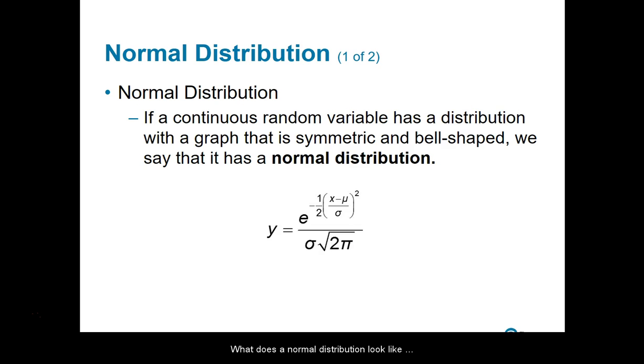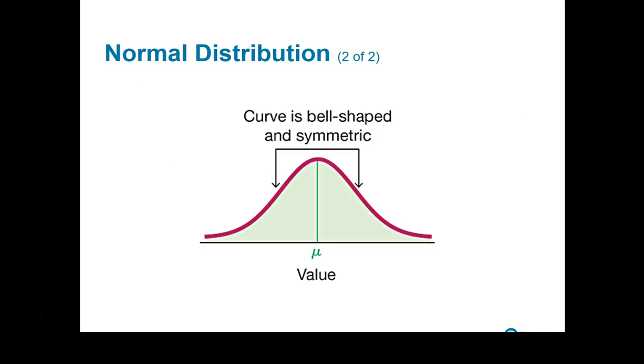Alright, what does a normal distribution look like algebraically? It looks like this equation. Y is equal to e to the negative 1/2 times the quantity x minus mu over sigma, squared, divided by sigma square root of 2 pi. Now, it's better just to remember that it's going to be symmetric and it's going to be bell-shaped. This is the exact equation, but outside of writing it down explicitly, we're not really going to be dealing too much explicitly with that equation. But it is good to know what it looks like.